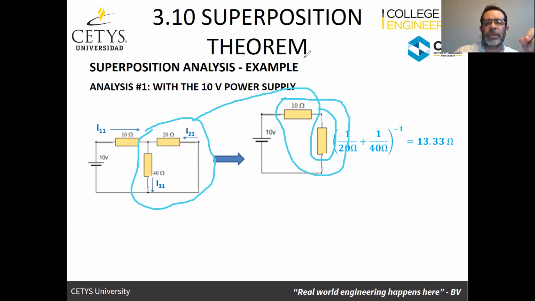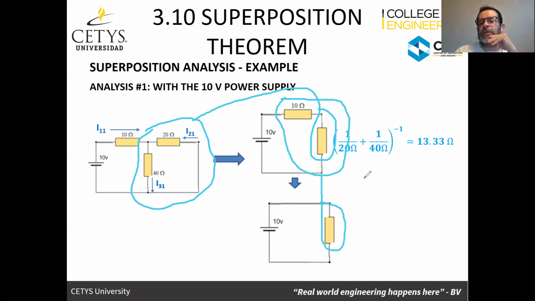So now we're going to do the combination of those two. And that's going to give us the equivalent resistor, which is going to be the series combination of the 10 ohms and the 13.33 that we just found. And so the equivalent resistance, or the total resistance, is going to be 23.33. Now, this is the equivalent circuit, and I know that there's a current flowing through this circuit. So that's the steps to do that reduction.